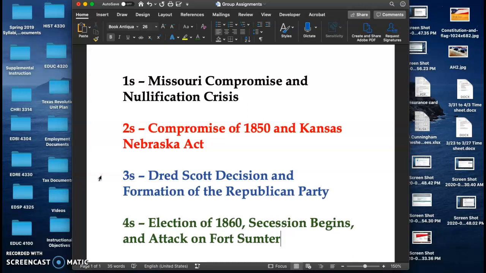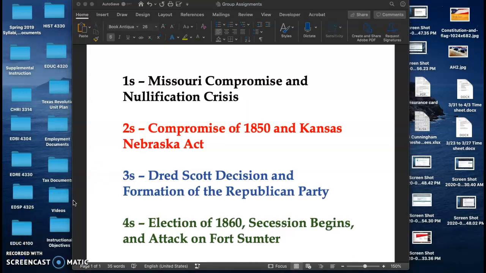So again, ones, you're going to do Missouri Compromise and Nullification Crisis. Twos, Compromise of 1850 and the Kansas-Nebraska Act. Threes, the Dred Scott decision and the formation of the Republican Party. And fours, you're going to do the election of 1860, secession begins, and the attack on Fort Sumter.